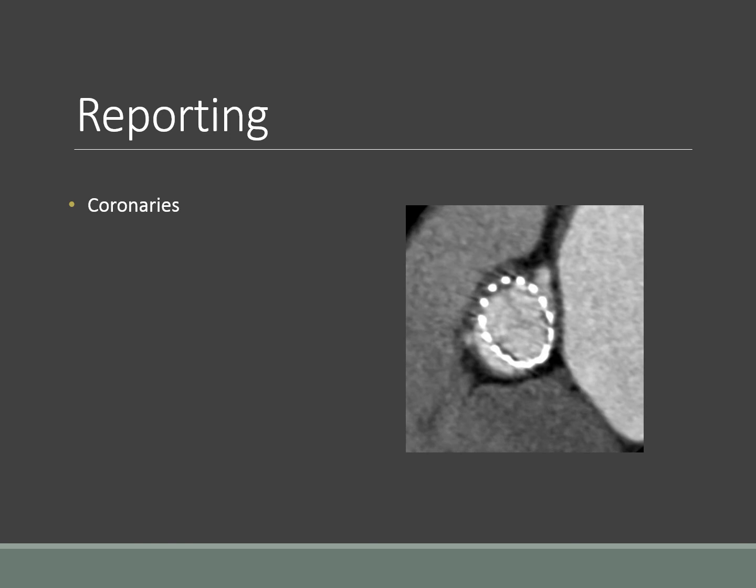Also, we have to comment on whether the ostia of the coronary arteries are enough contrasted or whether they are occluded. Until date, I haven't faced any case with occluded coronary arteries because of TAVIs. However, it's very important to include in our reports in order to exclude a potential complication.